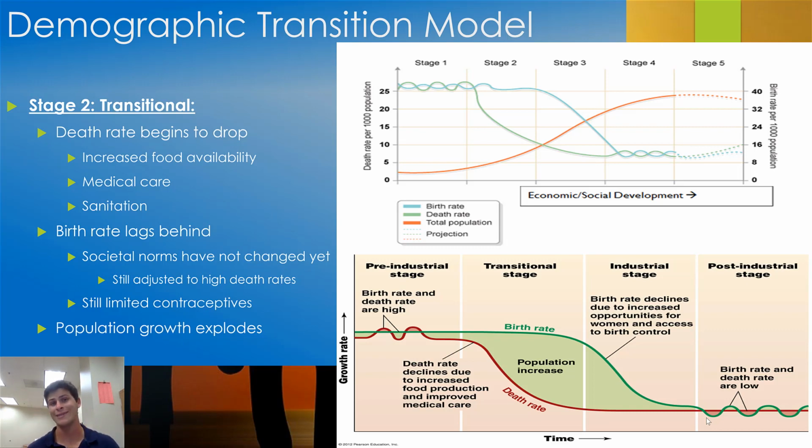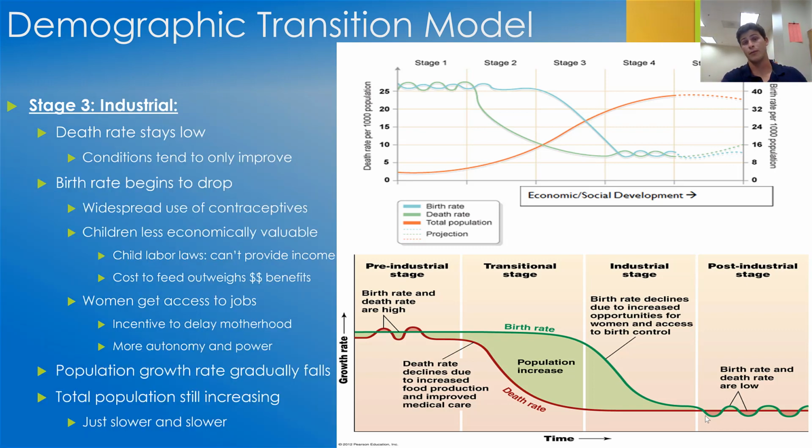Now, remember that any time that we have a birth rate very much higher than a death rate, that means the population growth rate is going to increase. And in the transitional stage, the population growth rate skyrockets because of this discrepancy between the death rate and the birth rate. Now, moving forward, as a country moves from the transitional stage to the industrial stage, the death rate stays low. And this is because the conditions are only going to improve. We're going to only have better and better access to food, and we're going to have increasingly better medicine as well as sanitation in our societies. So the death rate stays pretty low.